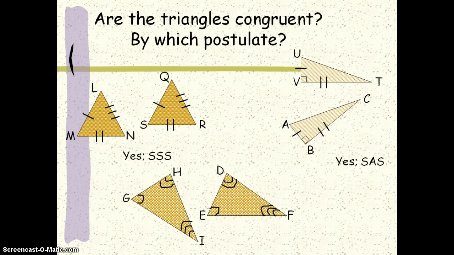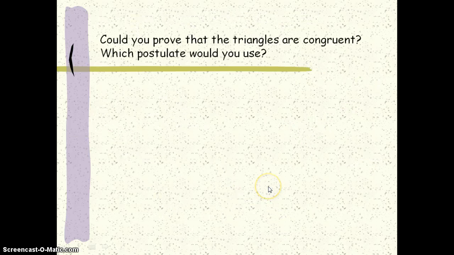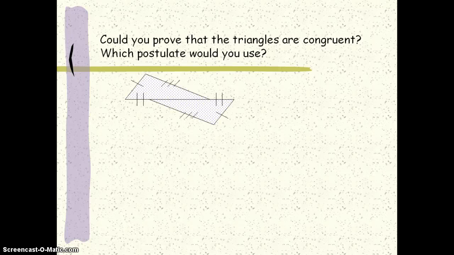The answer to this one is no, because it's angle, angle, angle, and angle, angle, angle never proves that triangles are congruent. Could you prove that the triangles are congruent, and which postulate would you use? Alright, on this one, we have these sides are congruent, this side and this side are congruent, and this side and this side are congruent. So since they have 3 pairs of corresponding congruent sides, we can say that they're congruent by side, side, side.